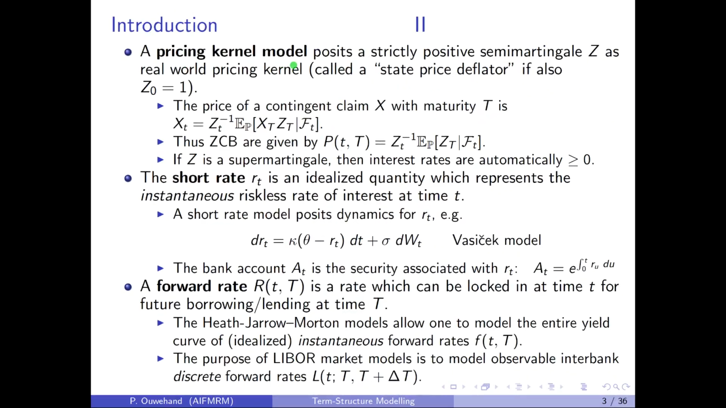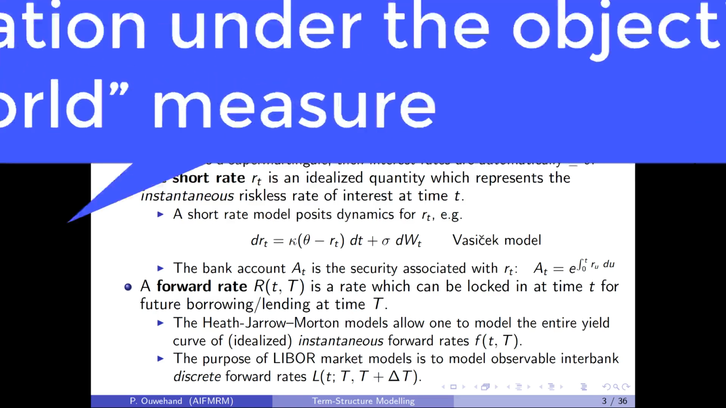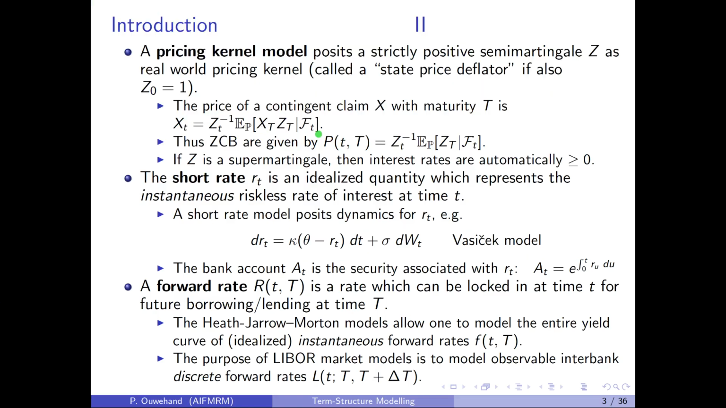A pricing kernel model posits a strictly positive semimartingale Z as real-world pricing kernel. And this Z will be called a state price deflator if also Z_0 is equal to 1. The time t price of a contingent claim X with maturity T is then defined as follows. The pricing kernel Z therefore incorporates both the readjustments of probabilities for risk-neutral valuation as well as discounting.